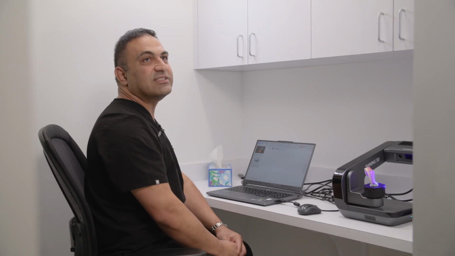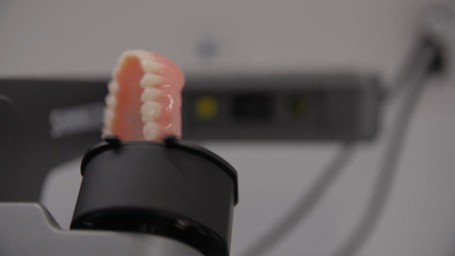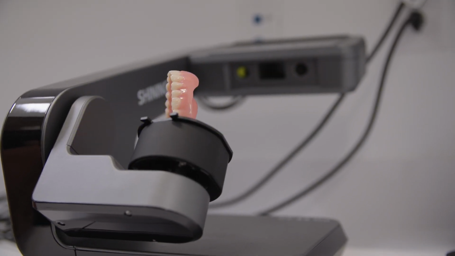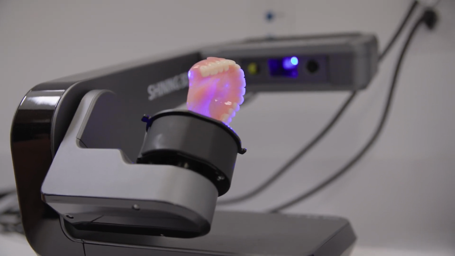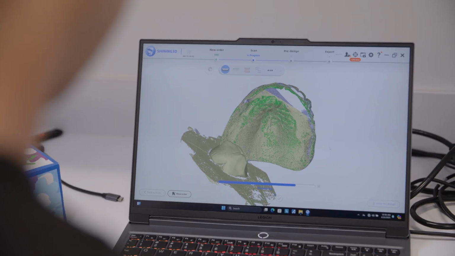So our patient was in a denture for a long time, and now it's time for him to get his teeth back with implants. He doesn't need his denture anymore, but we're going to digitize this denture and have a better understanding of how his bite is going to look after he gets his surgery done.